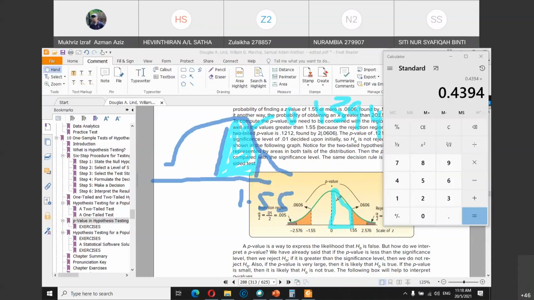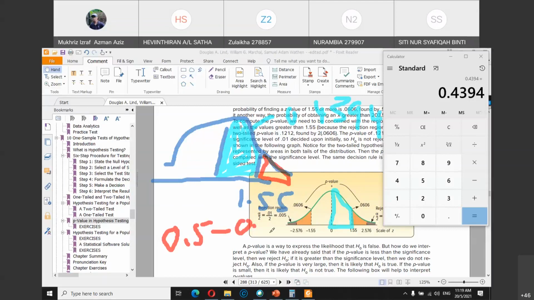So what is the p-value? The p-value is the area to the right of the value that you calculated just now. So the p-value is the remaining area here on the right side of the tail. That is the extreme value. So basically, to get the p-value, you just use the formula 0.5 minus the value that you read from the Z table just now, which is 0.4394.